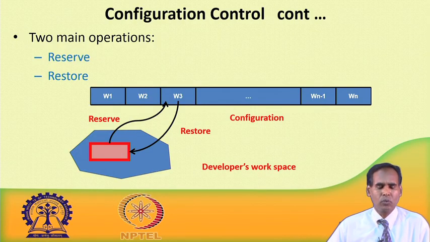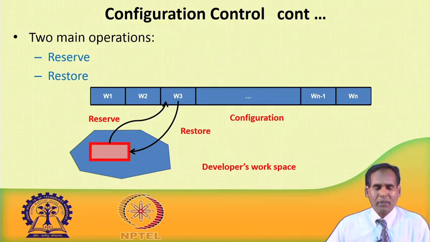One developer wants to make some changes to the configuration item W3. So, what does he have to do? He has to send a reserve message to the project manager or to the steering committee, requesting that he wants to make some changes in the configuration item W3.